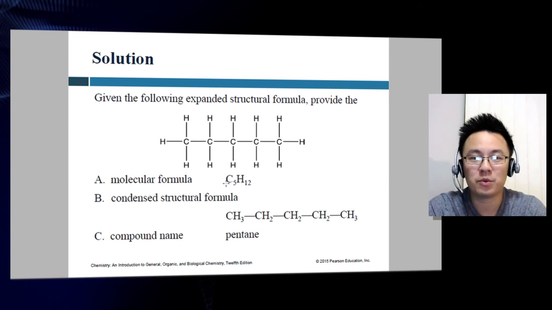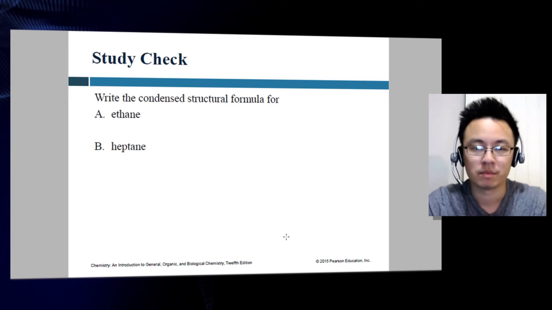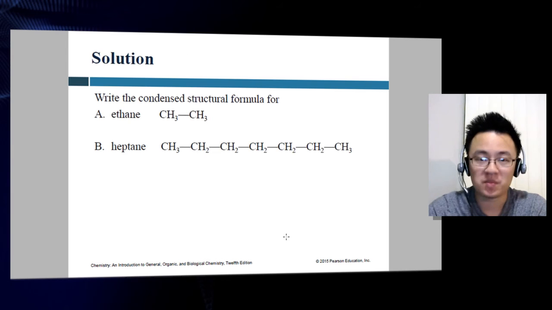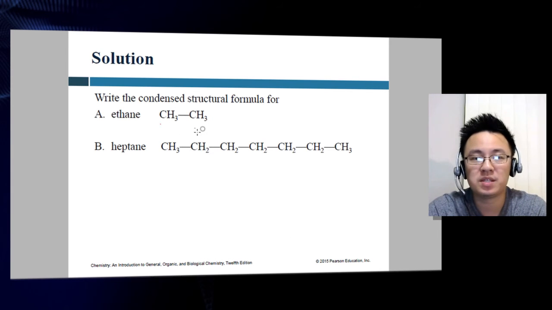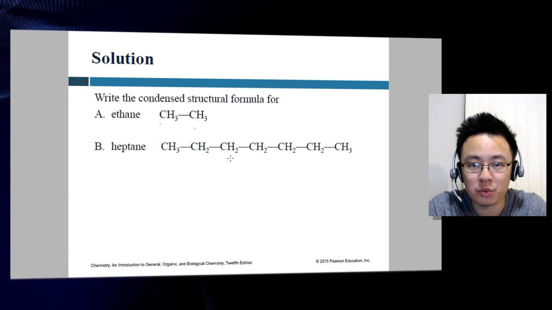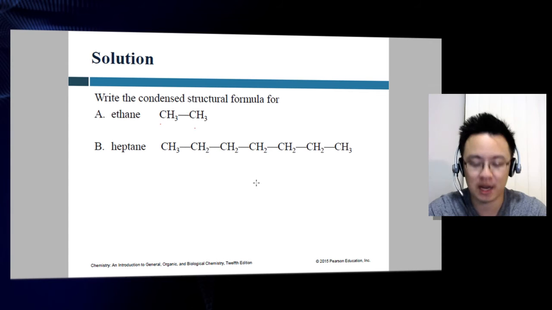All right, and its molecular formula is C5H12, so just a correction check right over there. Here's the condensed structural formula, and of course, the compound name is pentane. Now, write the condensed structural formula for ethane or heptane. You can see here ethane has 2 carbons in it, C-C, and then of course the rest would be hydrogens, and then heptane would have 7 carbons, 1, 2, 3, 4, 5, 6, and 7, and then the rest of the bonds will be filled with hydrogen.